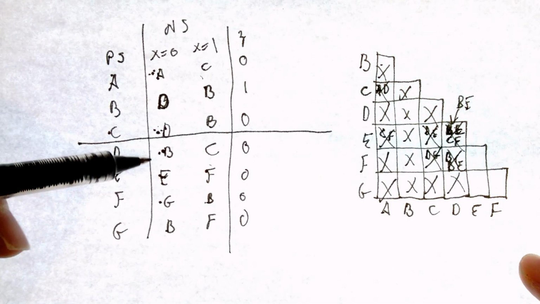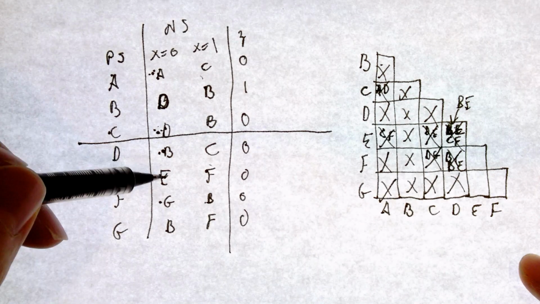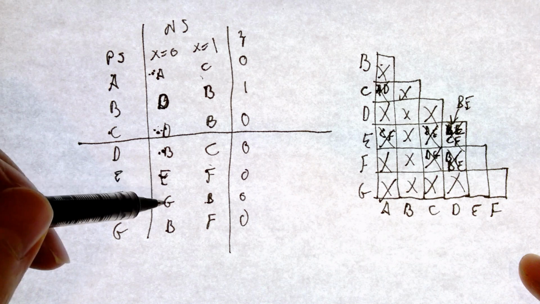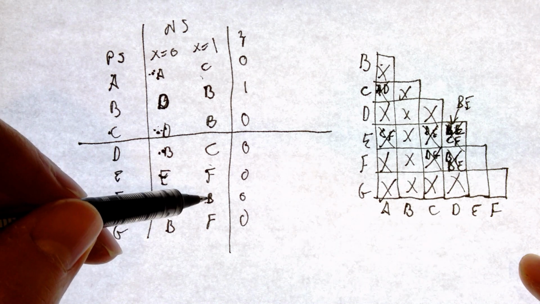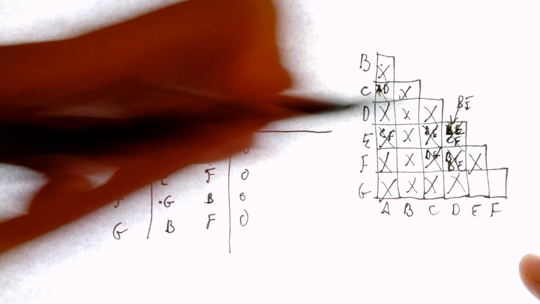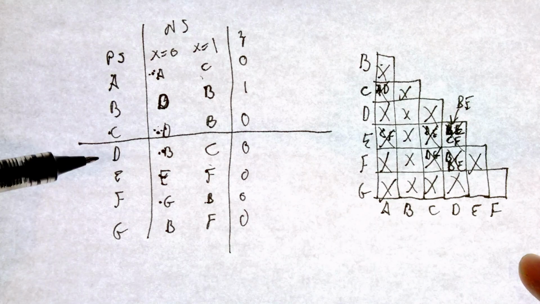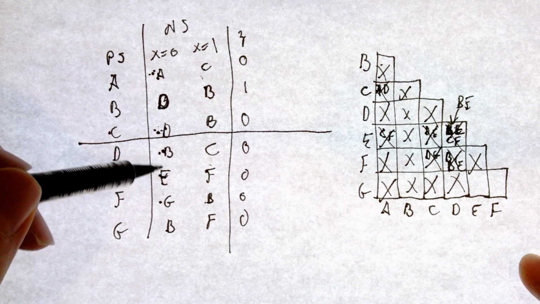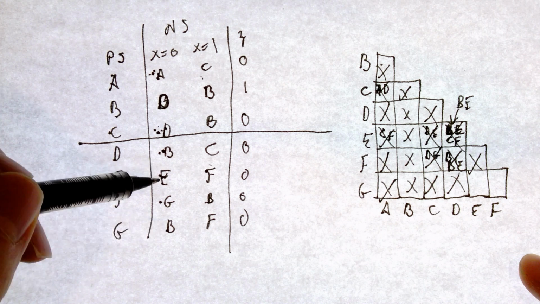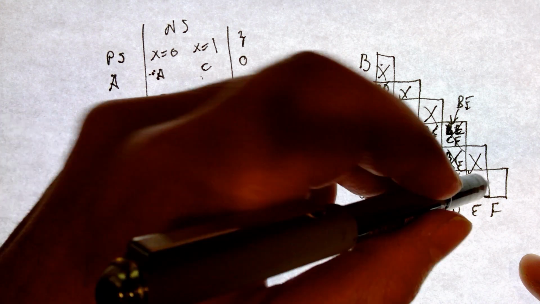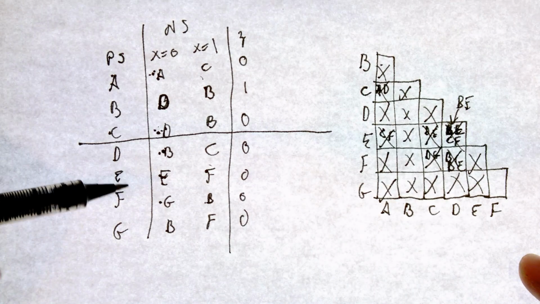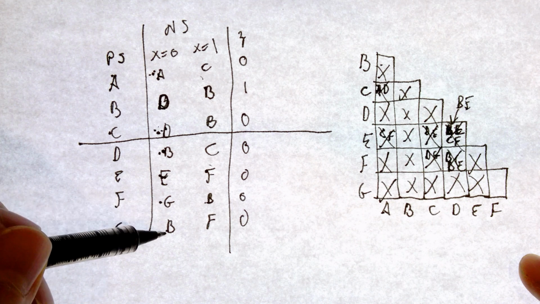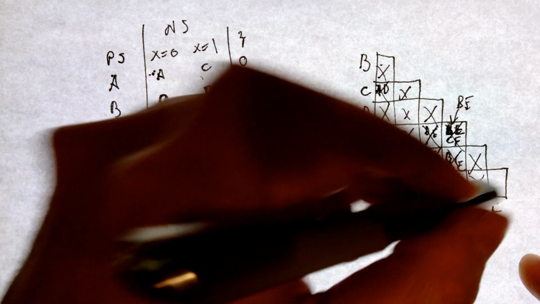What about EF? That's EG and FB. Well, BF is out, so this has to be out. So then what about EG? Well, that's BE, and we know that's out. So then what about FG? Well, FG, that's GB. GB is out, so that's out.